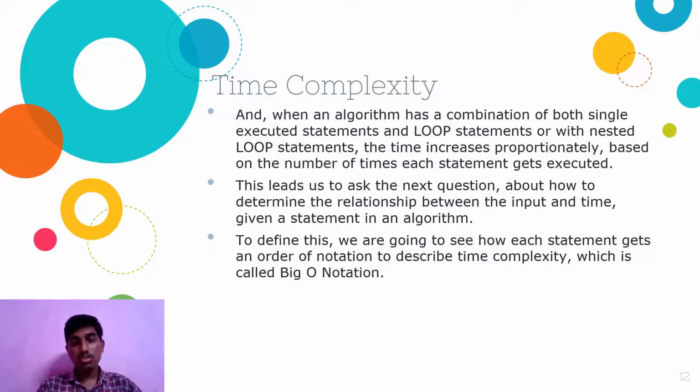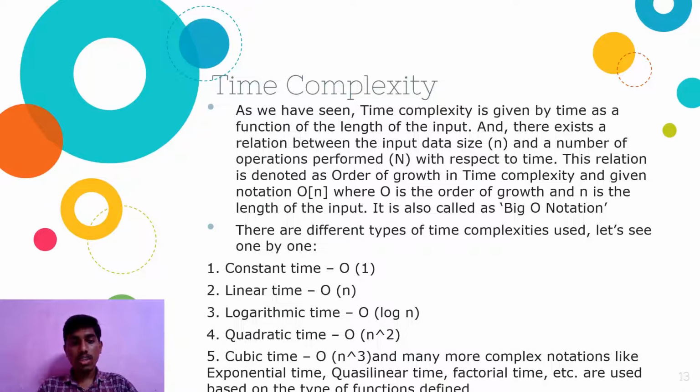This leads us to ask the next question: how to determine the relation between the input and the time given a statement in an algorithm. To define this, we are going to see how statements get executed and the order of notation used to describe time complexity, which is called big O notation. The main types of time complexity are given below: constant time, linear time, logarithmic time, quadratic time, cubic time, and many more such as exponential time, quasi-linear time, factorial time, etc.